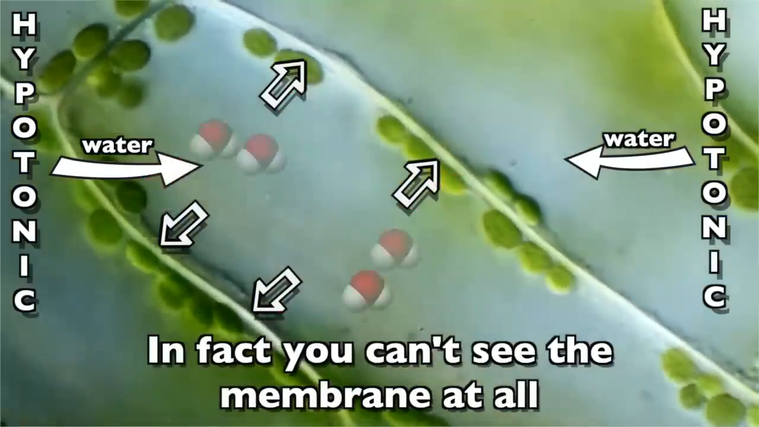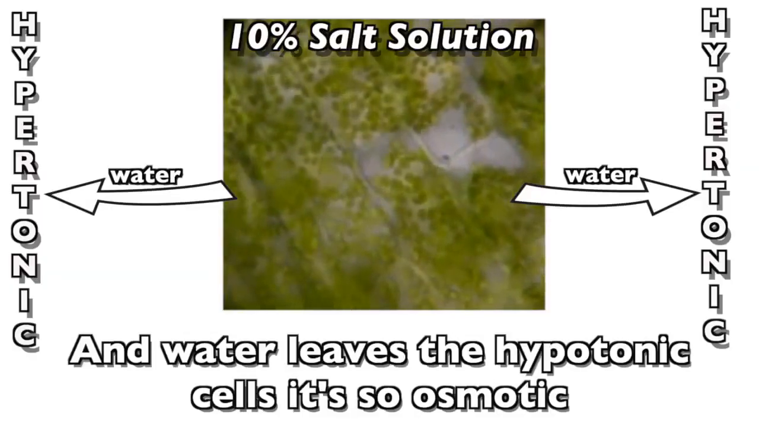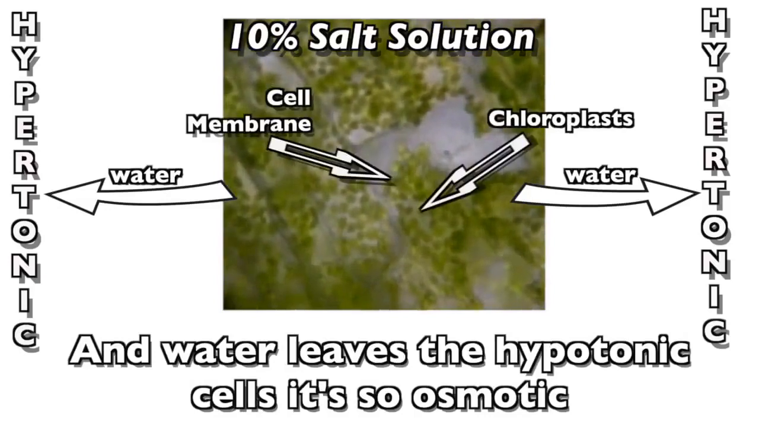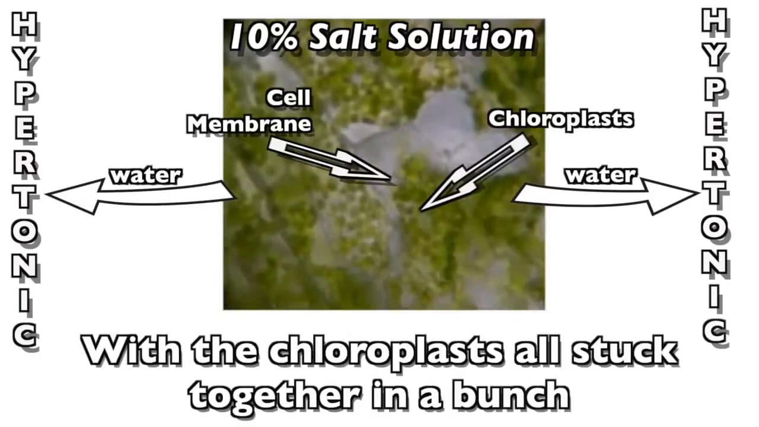In fact, you can't see the membrane at all. But add some salty water so the outside's hypertonic, and water leaves the hypotonic cells, it's so osmotic. Membrane leaves the wall, the cells inside scrunch, with the chloroplasts all stuck together in a bunch.